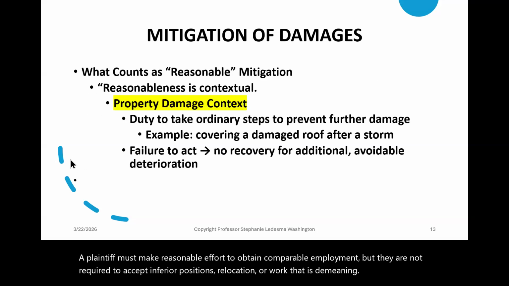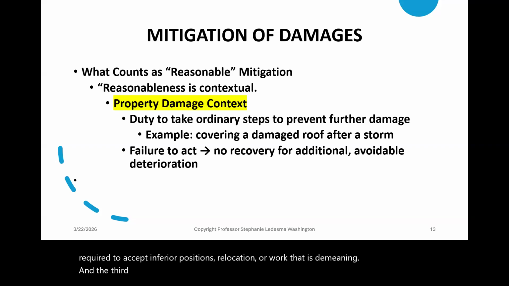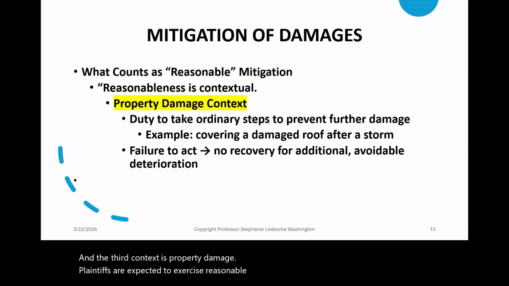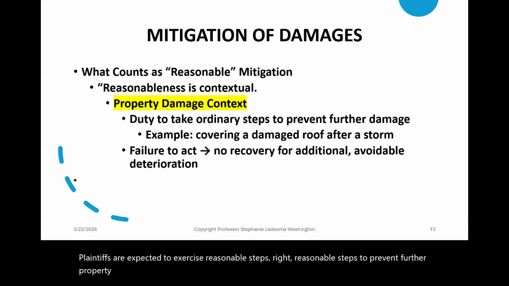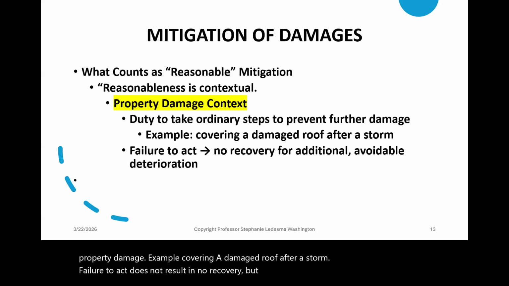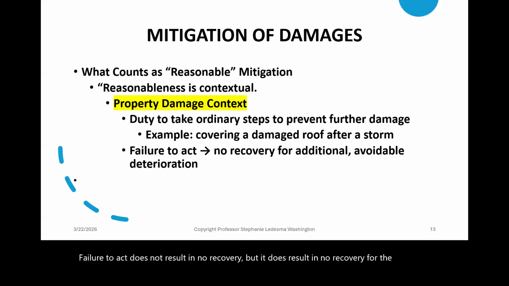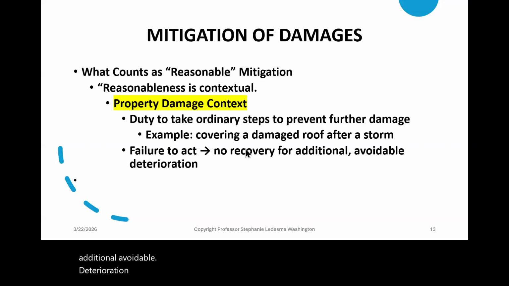And the third context is property damage. Plaintiffs are expected to exercise reasonable steps to prevent further property damage. Example, covering a damaged roof after a storm. Failure to act does not result in no recovery, but it does result in no recovery for the additional avoidable deterioration. Get it? Make sense?